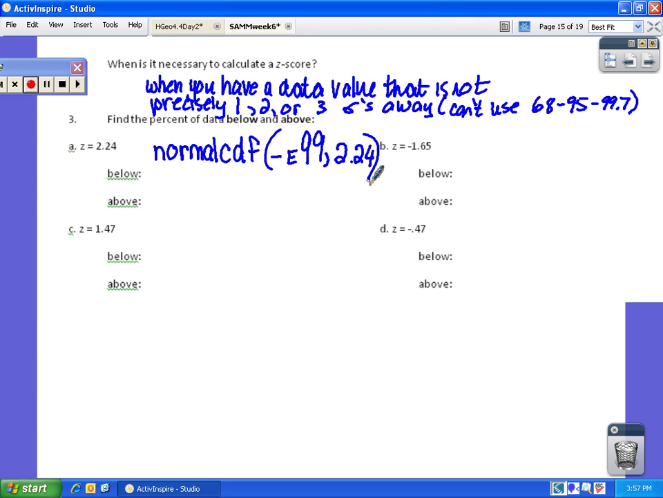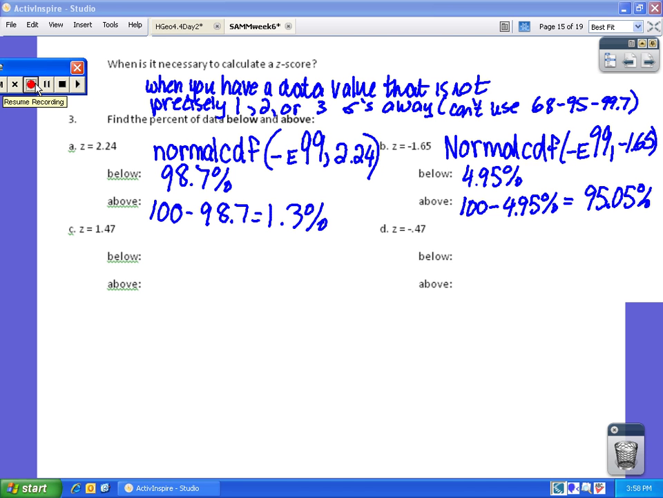I found the percent below was 98.7. Since the total percent must add up to 100%, to find the percent that is above, I simply subtract 98.7 from 100, and I find that 1.3% is above a z-score of 2.24. You might have rounded a little bit differently than I did.